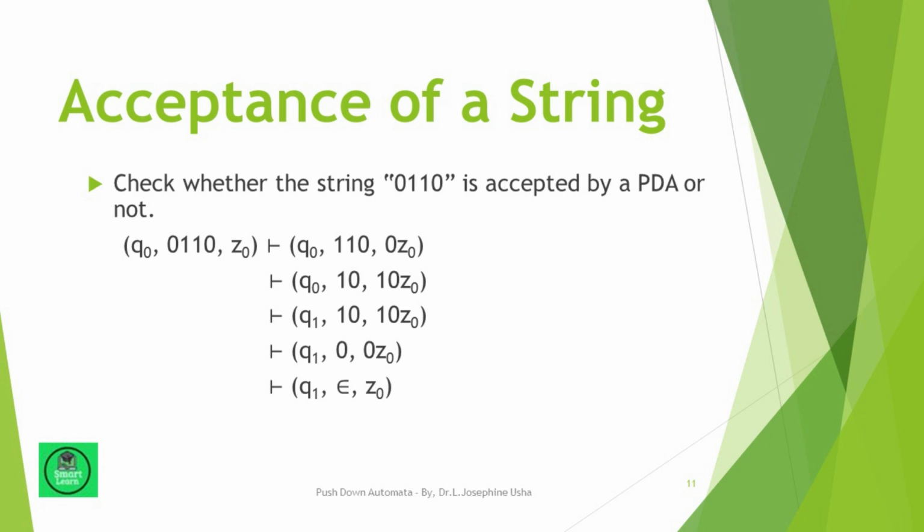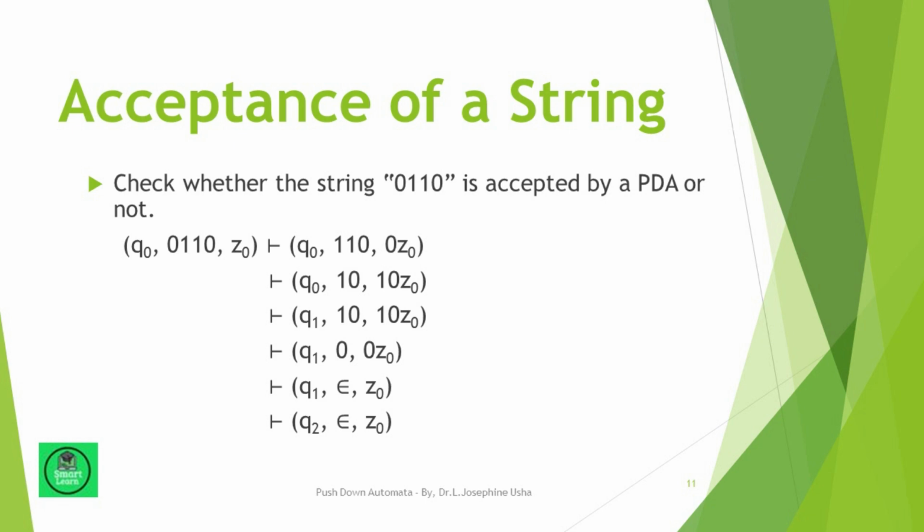Now you see there is no remaining input, that is epsilon, and in the stack there is no symbol other than Z0. All the symbols are popped out from the stack. Now you have to move to the next state, that is the final state. Q2 is the final state. Without reading an input symbol from Q1, it moves to the state Q2. Now you reach the final state, so we can say the input string is accepted by the pushdown automata.